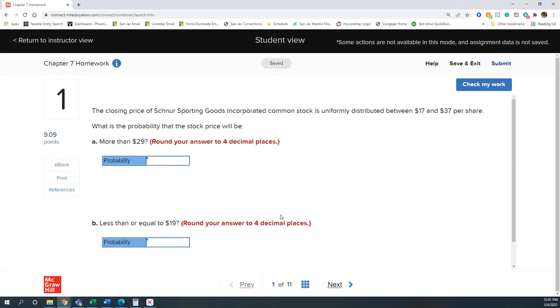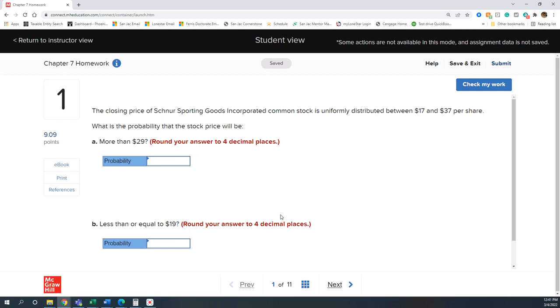So, starting off with question 1. We have the closing price of Schnur Sporting Goods common stock, which is uniformly distributed between $17 and $37 per share. What is the probability that the stock price will be more than $29?